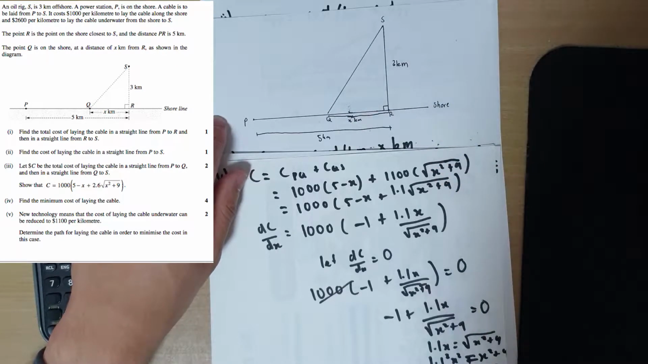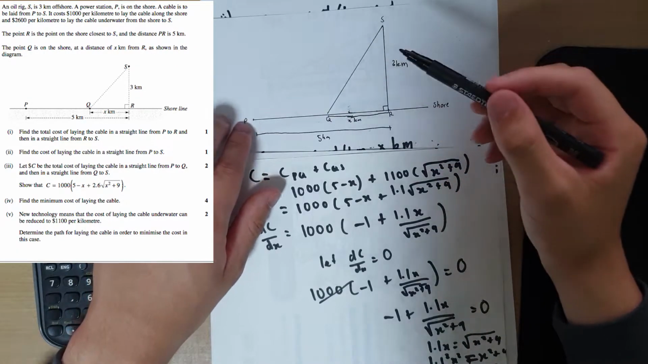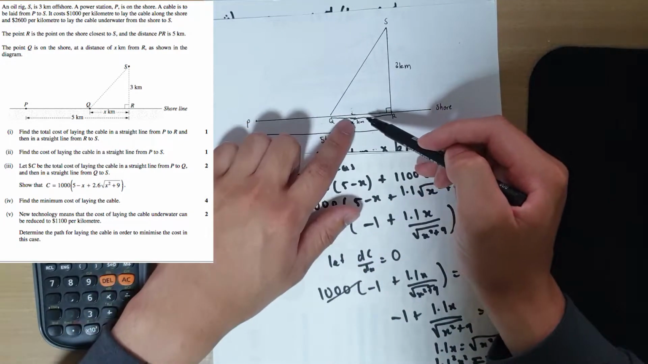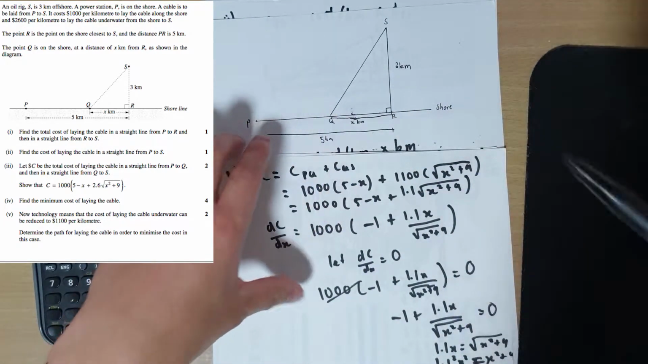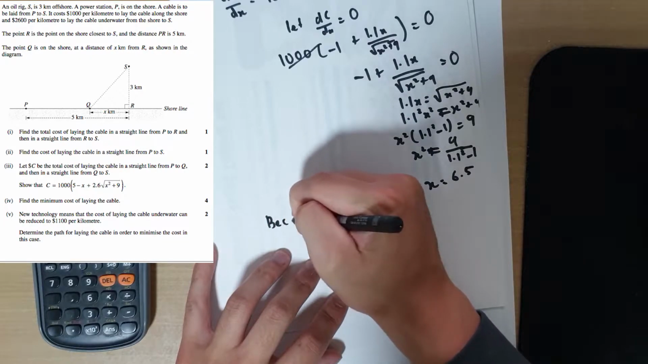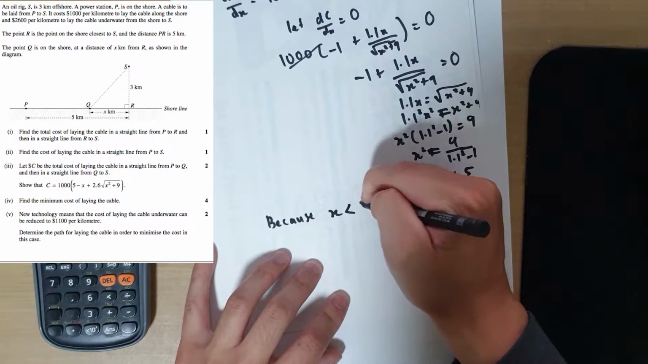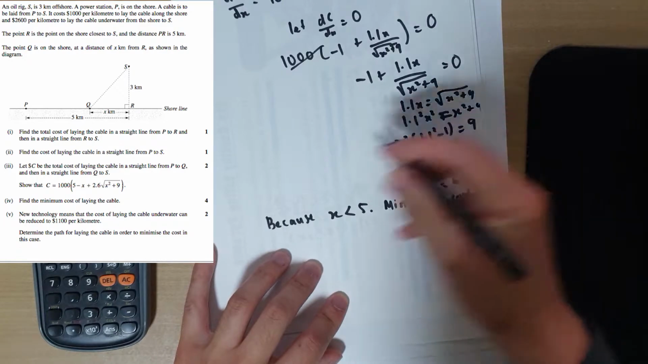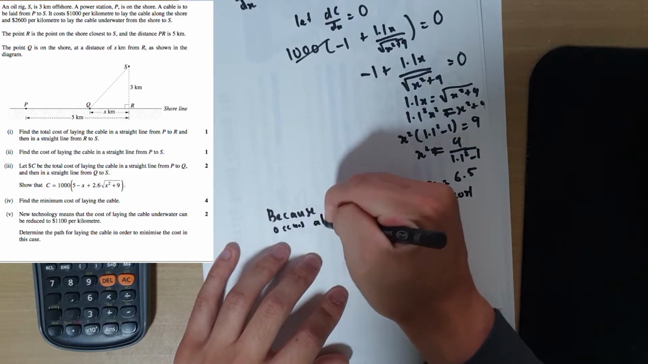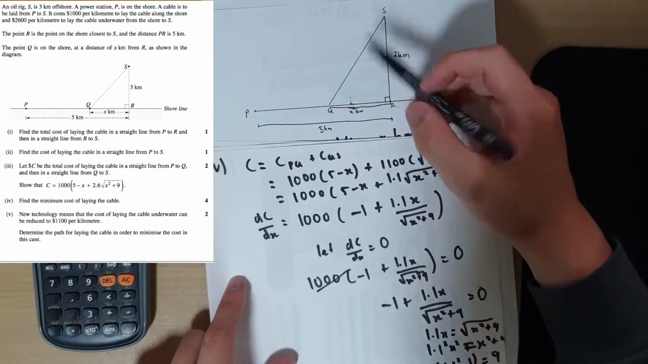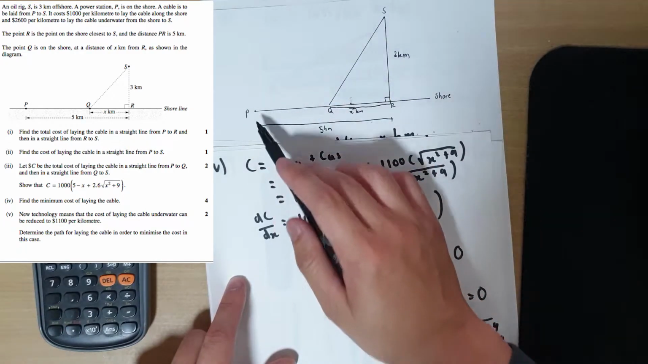So because x is 6.5, and because x has to be less than 5 kilometers, the shortest distance we can actually take is when x equals 5 kilometers. So x has to equal 5. Essentially, that's right, because x has to be less than 5. Minimum cost occurs at x equals 5, not 6.5, because at 6.5 it's not possible. It's not possible for x to be 6.5 because this line here would be all the way out here, and that's just not possible. It can only be out to here, 5 kilometers.